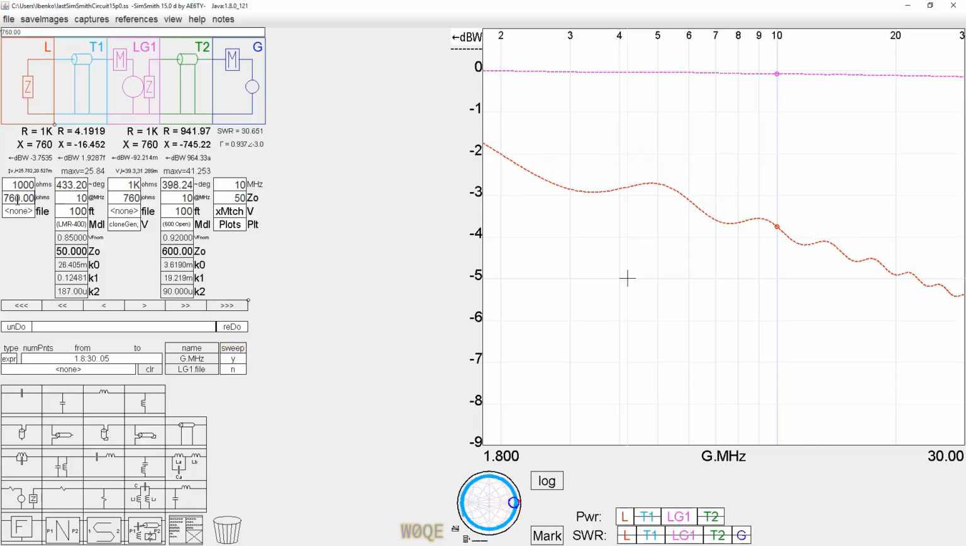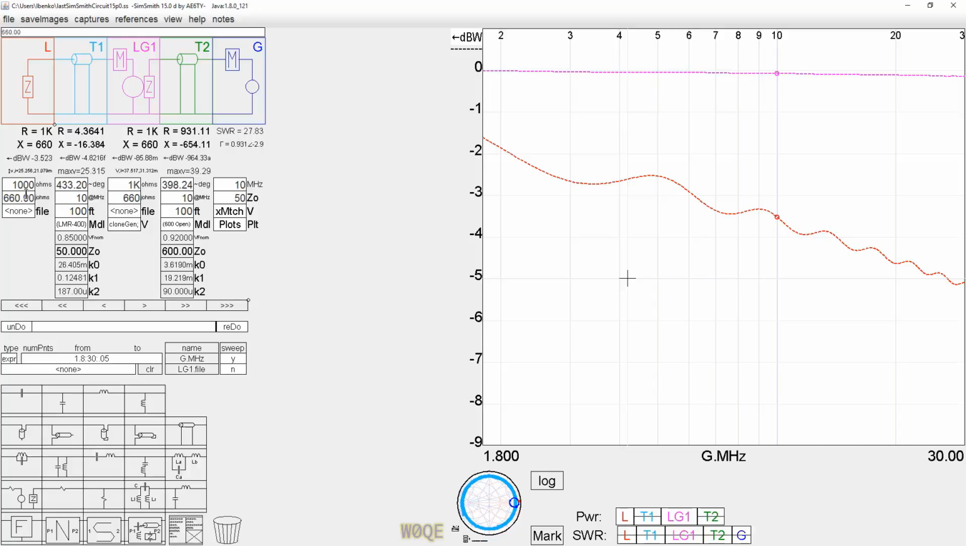Again, it beats it. So, is it true to say that the open wire line has less loss than the 0.4-inch LMR 400? And the answer is clearly no. It doesn't have less loss everywhere. However, let's do one more little thing here.